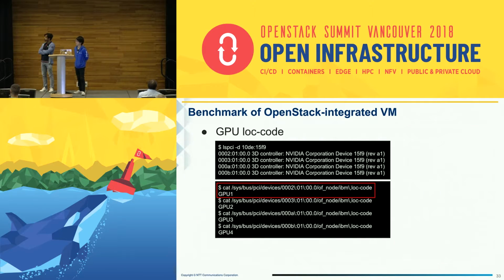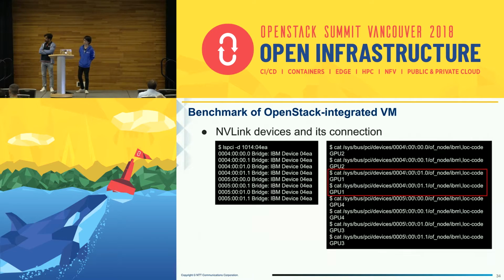First of all, we have many devices. Which device is connected to which GPU? The GPU and the NVLink devices have a lock code. You can see it like this. For instance, if the PCI address is 210.0, it is GPU 1. These are NVLink devices. The same procedure shows the lock code. If you use GPU 1, the NVLink devices connected to it are these two.